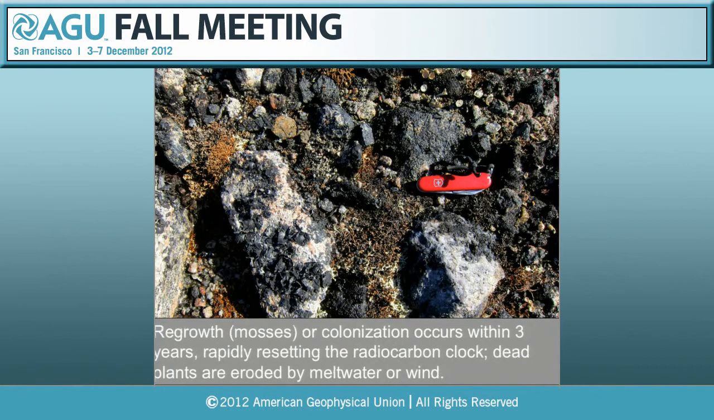The other thing that helps us here is that within 3 years, we get regrowth in the case of mosses or colonization by other vascular plants, which rapidly resets the radiocarbon clock. And because these plants are dead, their roots aren't hanging on very well, so meltwater along the ice front and winter wind-blown snow quickly removes them from the landscape. So they provide a faithful representation, and they have very little survival potential if they're exposed, only if they're under the ice.